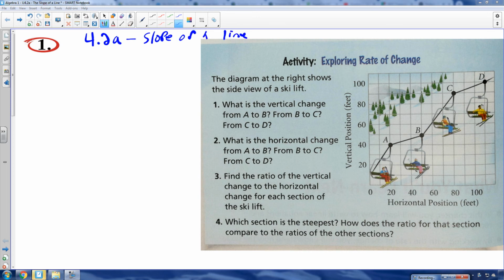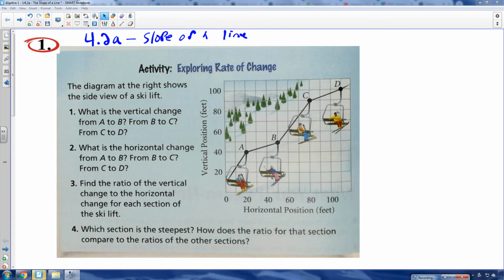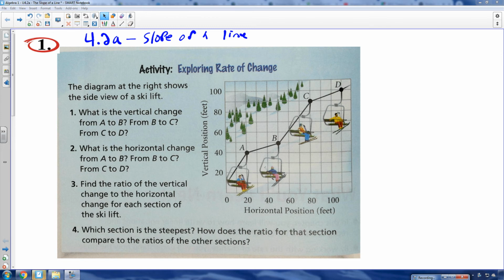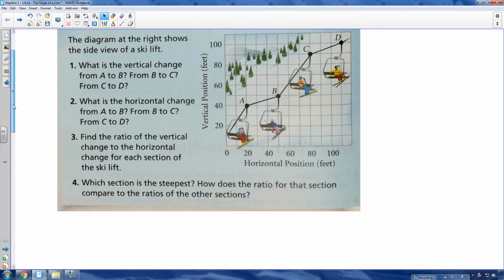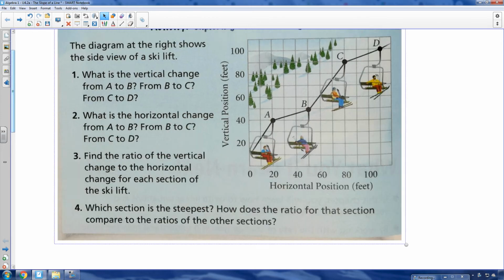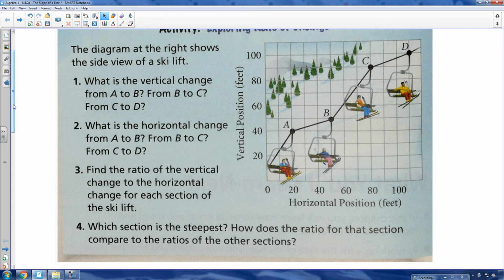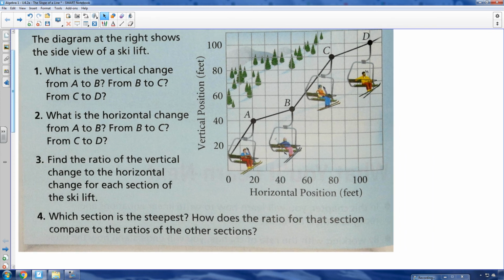Now, we'll start off with this picture right here. I think it's pretty helpful. So we're at number 1. And if we look here, we've got a couple of different things going on. We've got a diagram that's showing the rate of change. So we want to see how these guys' height is changing, basically. The diagram shows the side view of a ski lift. What is the vertical change from A to B?